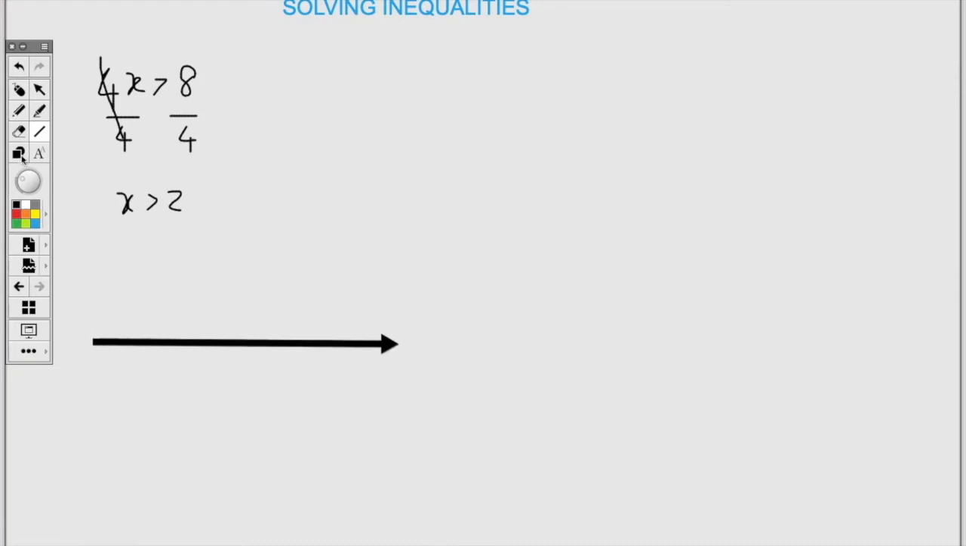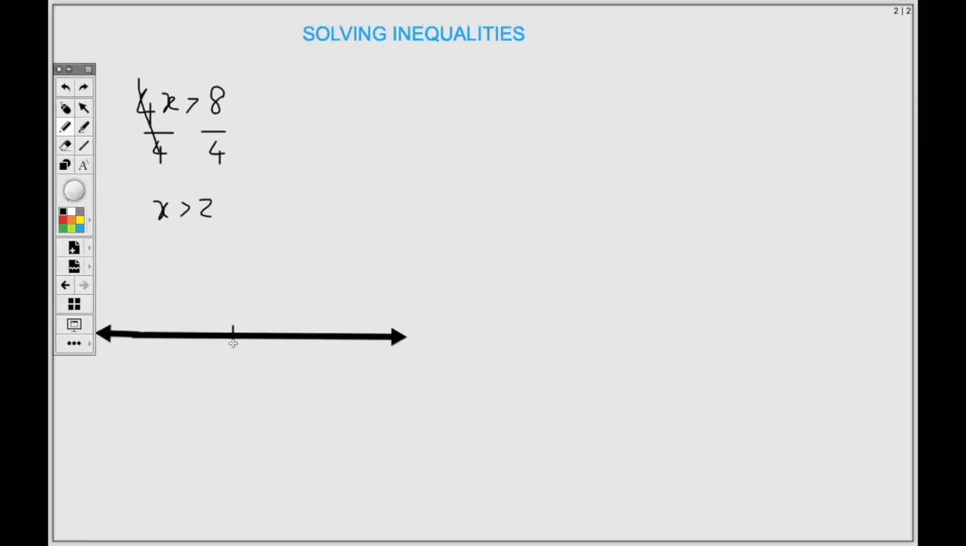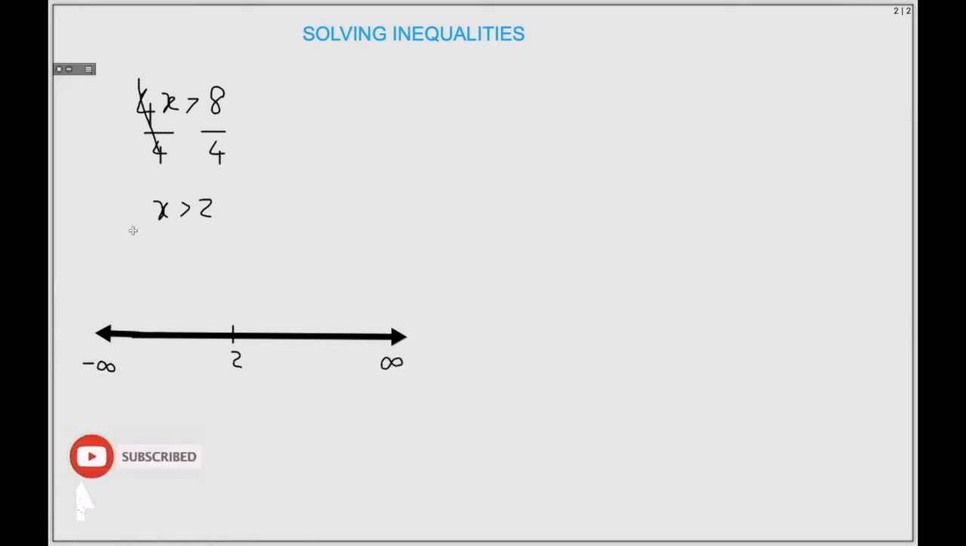Since this is saying x is greater than 2, strictly greater than means that we're not using the number 2. So at 2 we would have an unshaded circle. On this number line that I've created, I will have an open circle at 2, and it wants numbers larger than 2, so we go to the right.